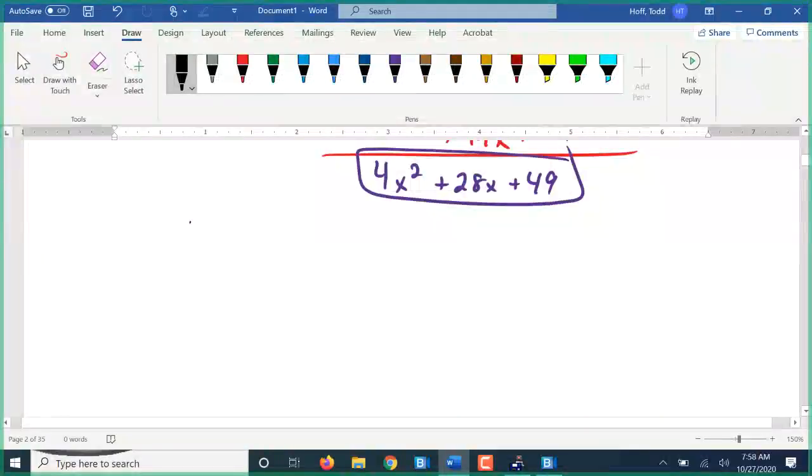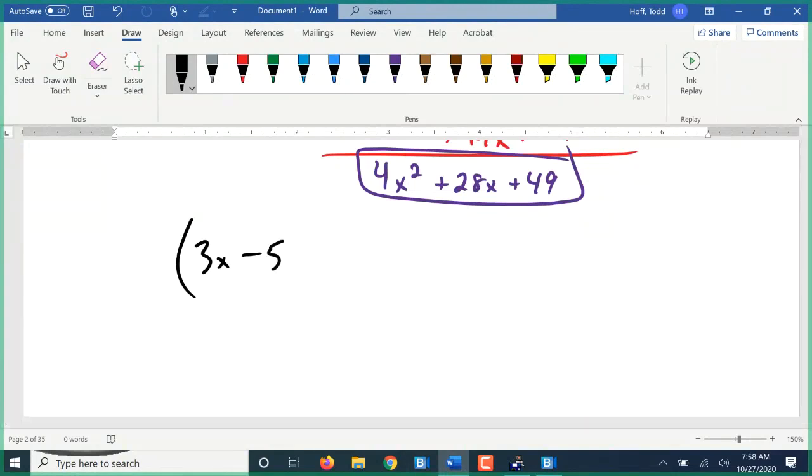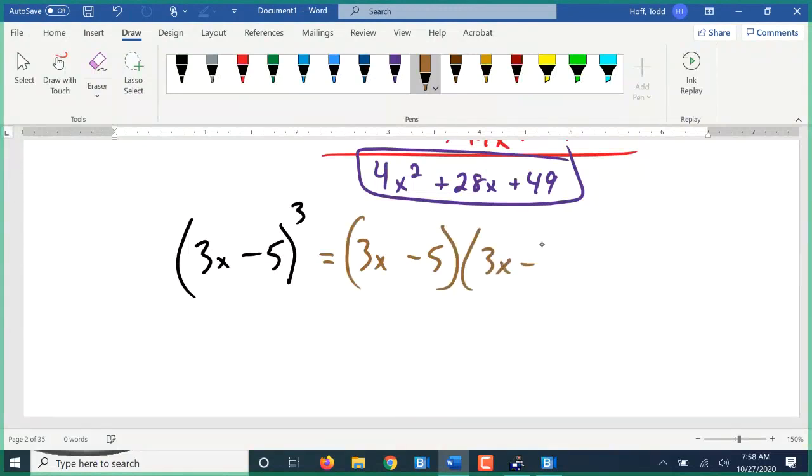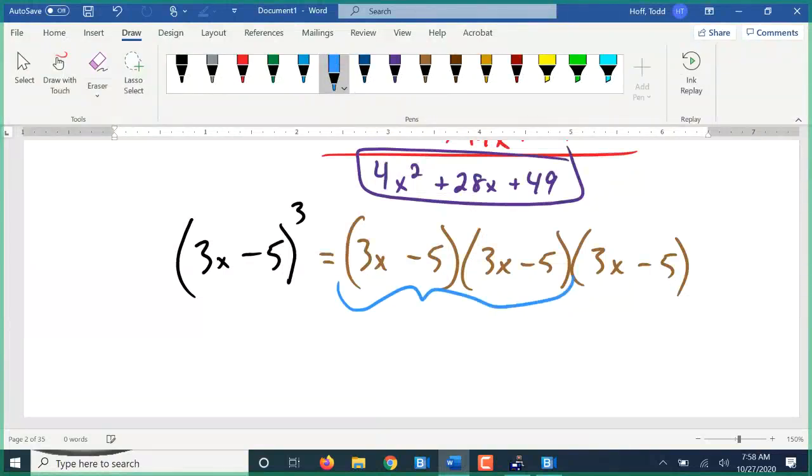We might have something like this: 3x minus 5 to the power of 3. Well, this will be 3x minus 5 times 3x minus 5 times 3x minus 5. Now, there is no short way to do this. We have to multiply the first two first.